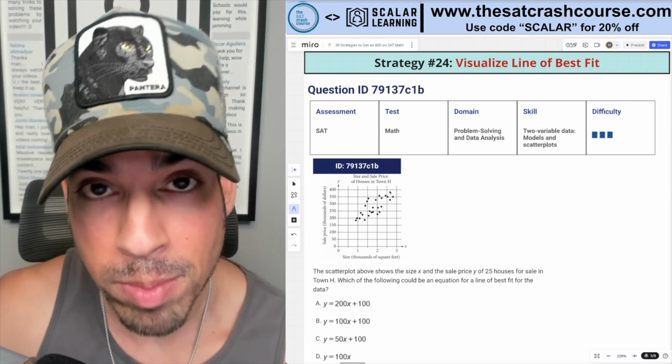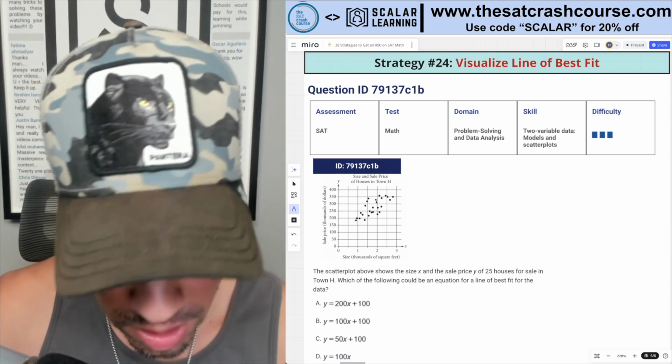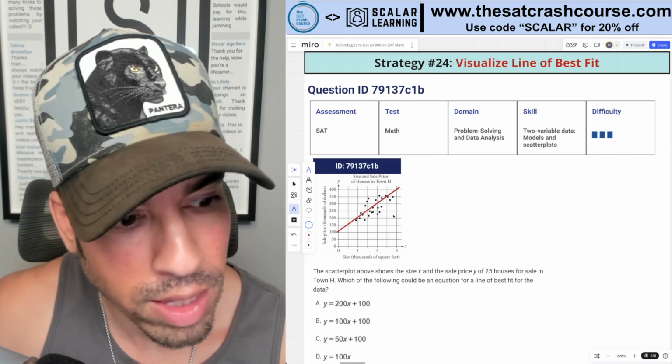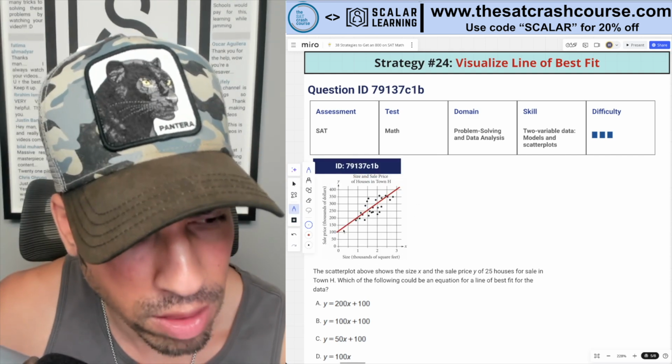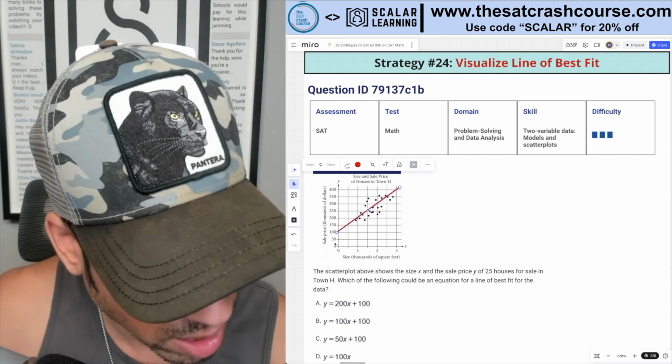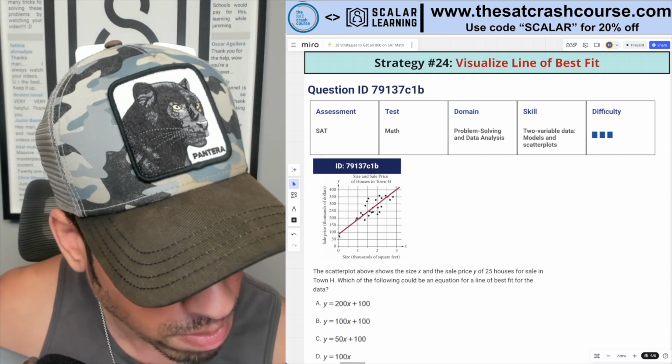Strategy number 24 for these scatter plots is visualize the line of best fit. Now, I know you won't be able to draw in a line of best fit like I'm going to do right now, but try and visualize it. And again, the way I like to think about lines of best fit is like threading the needle, right? We're trying to kind of get it right through the center of all this data. It's not perfect, but something like this.